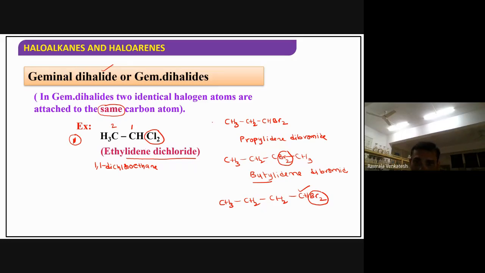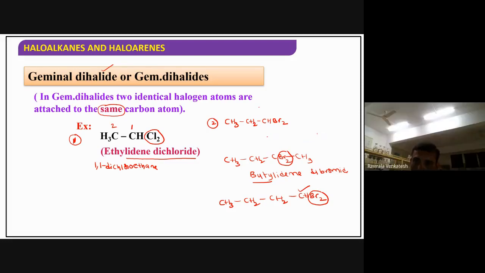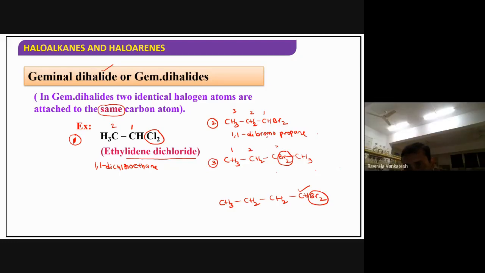Now what about the second one? 1,1 dibromopropane. Very good. 1,1 dibromopropane it is. Okay, right. Next, third one. 2,2 dibromobutane. Shall I call like this? 3,3 dibromobutane. Is it correct? No, sir.